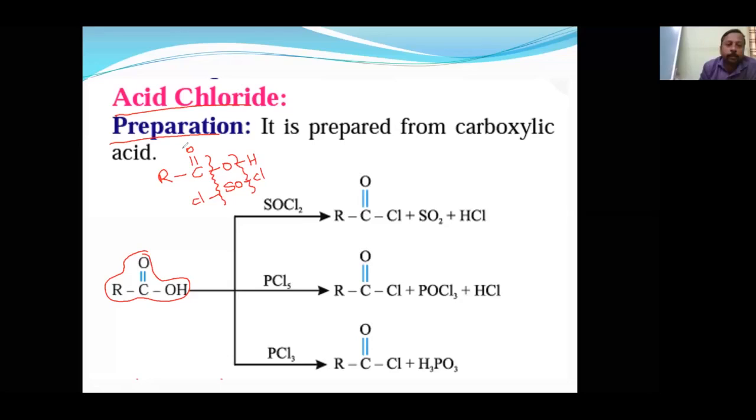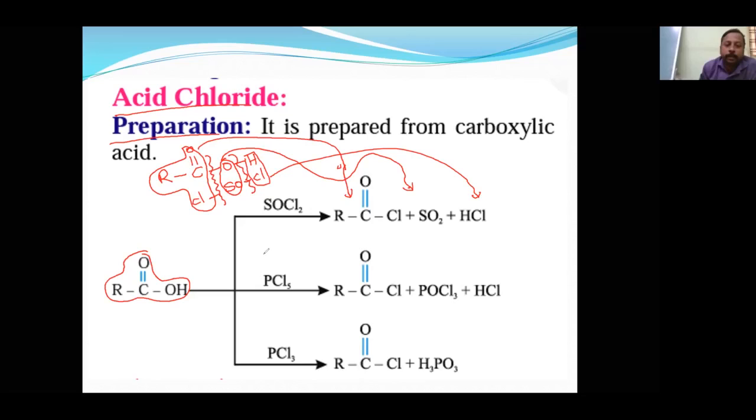So the first product will be RCOCl. You can check here, RCOCl. The second product will be SO2. The third product is HCl. If you write this 2 to 3 times like this, nobody can beat you in organic. I can challenge that.